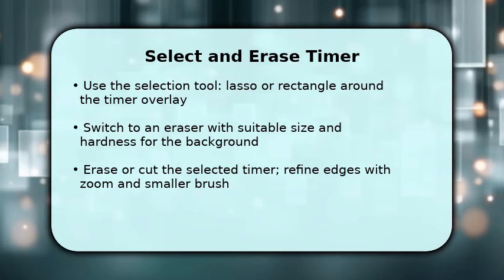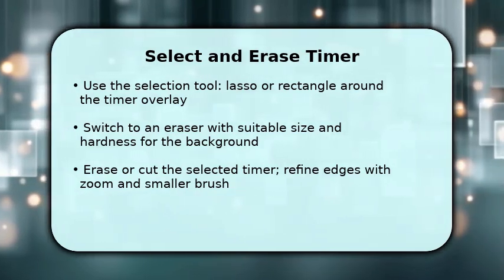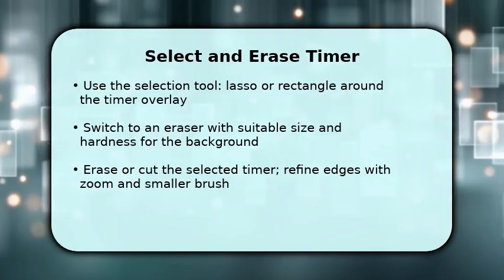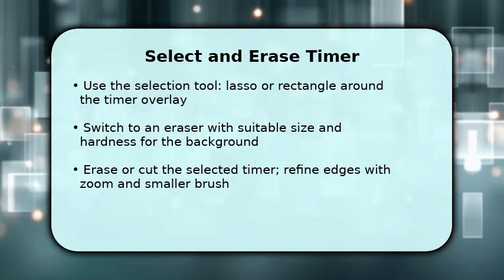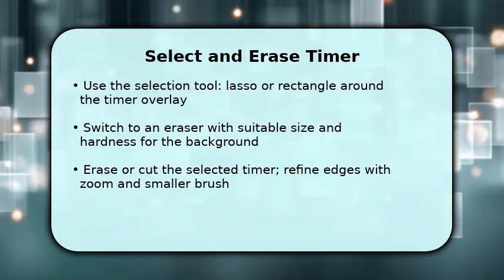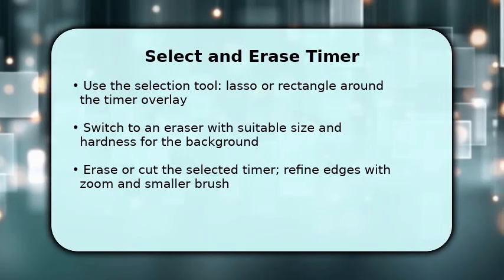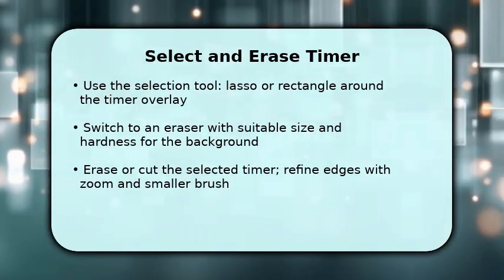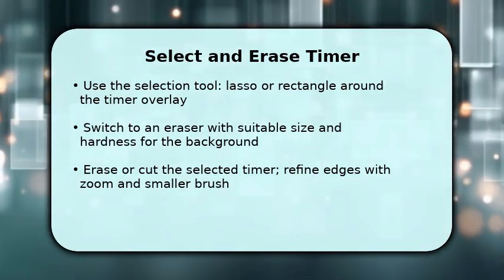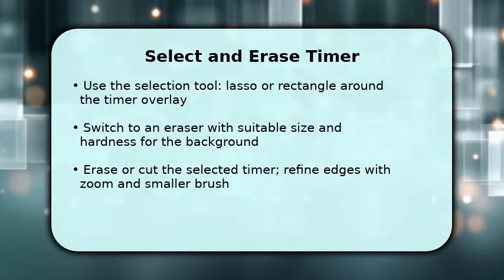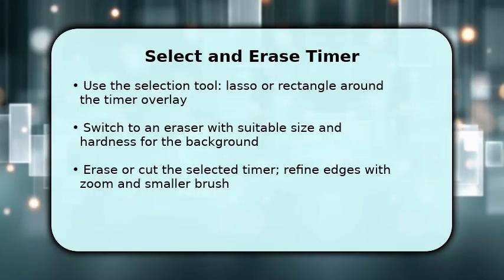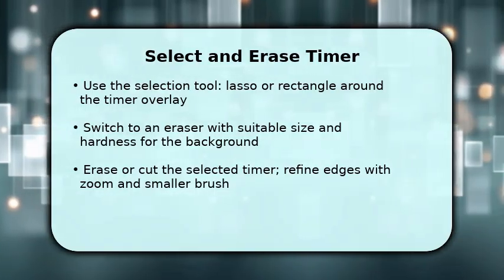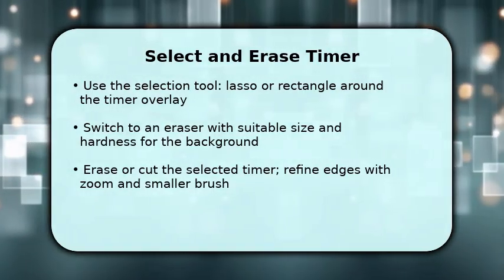Now you'll select the timer directly. Use the lasso or rectangular selection and tightly trace the timer area so only the overlay is inside the selection. Once selected, switch to an eraser set to match background texture and opacity. Test on a corner. Then erase or cut the selection. If the timer sits on its own layer, simply delete that layer. Make sure to zoom in and clean edges with a smaller eraser to avoid visible artifacts.